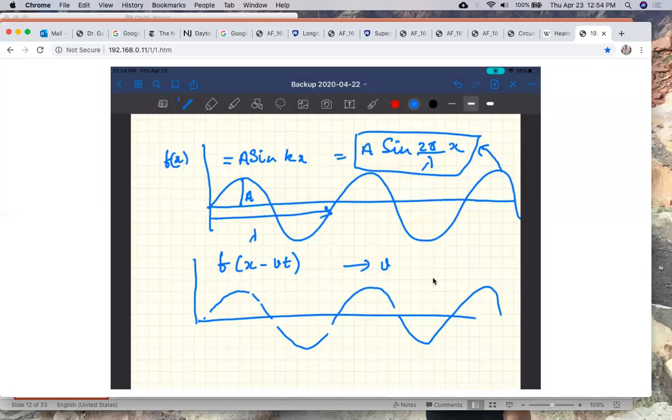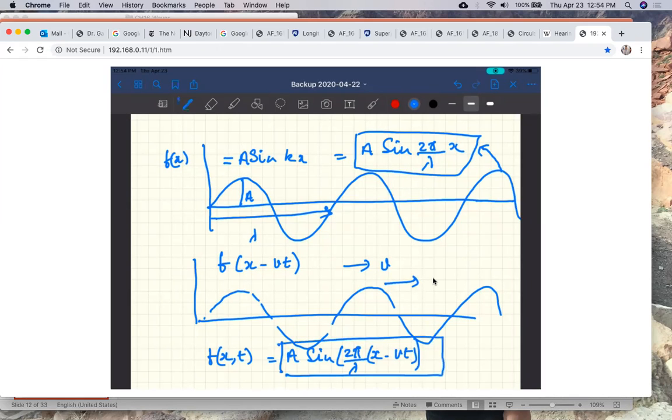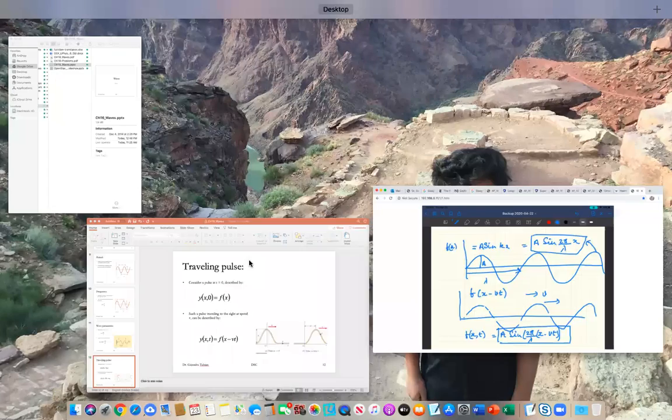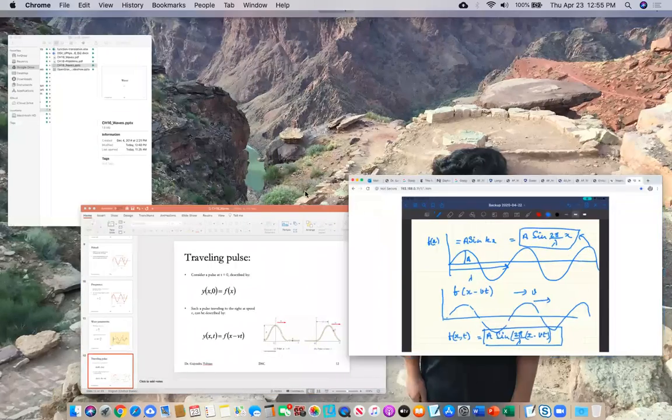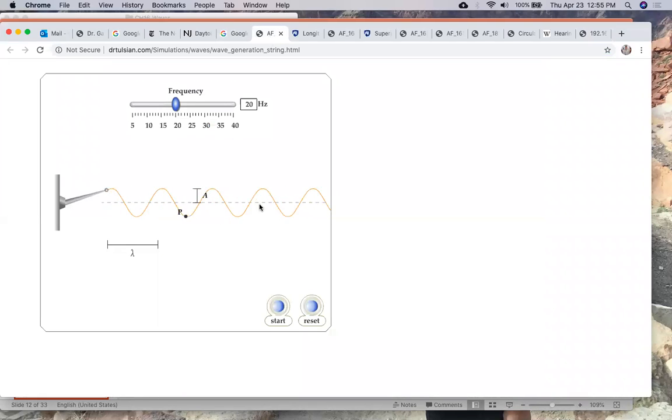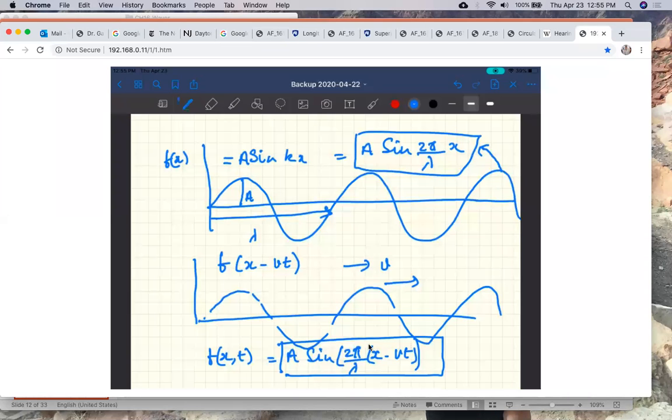Okay. And so if you want to make this sine wave travel to the right, you have f(x, t). This function is A sine of 2 pi by lambda times (x minus vt). So there you made a sine wave travel to the right. So what this mathematical function gives you is, it's describing to you this wave. So this traveling wave is given by this function.